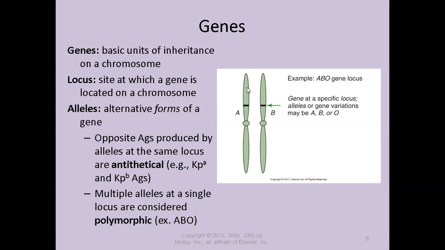So here we see a set of chromosomes, and we see gene locus. And when we look at each individual chromosome, we can see that there are two different alleles. The chromosome on the left has an A allele, and the chromosome on the right has a B allele. So this is polymorphism.